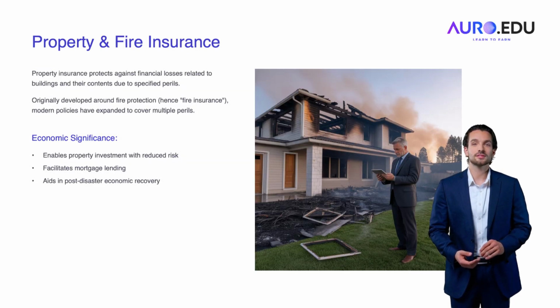Property and fire insurance. Originally focused on fire damage, property insurance now covers multiple perils like storms or theft. It usually includes building coverage, contents coverage, additional living expenses, and liability protection. Economically, it supports property investment, mortgage lending, and recovery after disasters. Without it, property markets would be riskier and less stable.